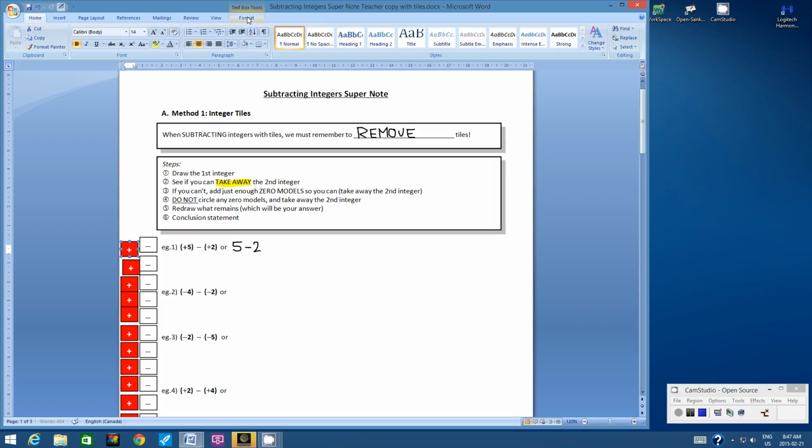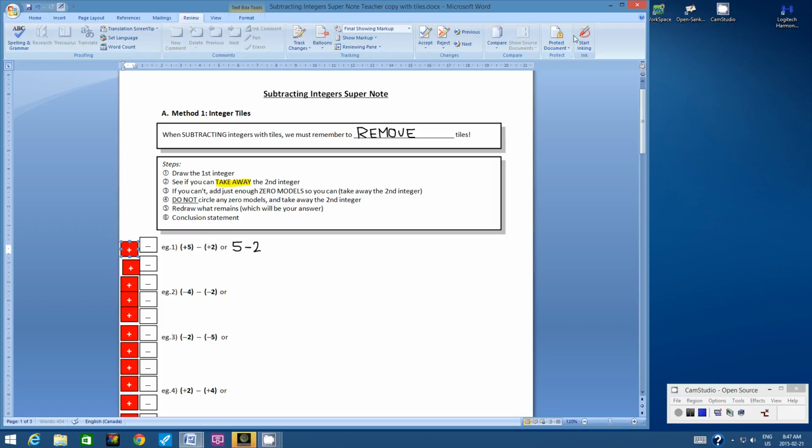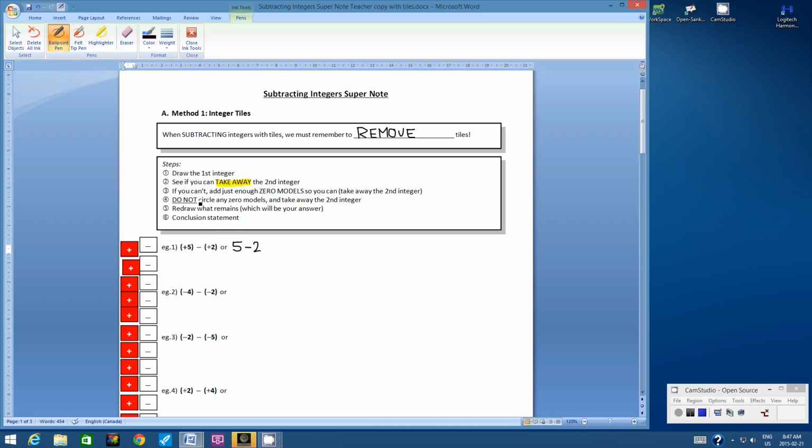Okay, let me switch to my pen. So step number 1, draw the first integer. So here we go, 5 positive tiles. So please draw 5 positive tiles. Step number 2, see if you can take away the second integer. So we did that. So we have to show it being taken away. So then we kind of jump down to number 4. Do not circle any zero models. Well, we don't have any zero models. And take away the second integer.